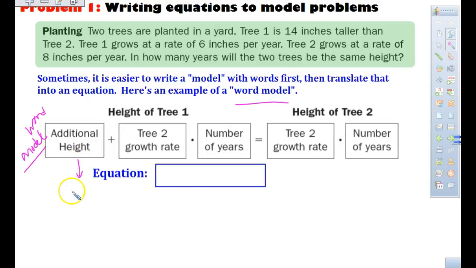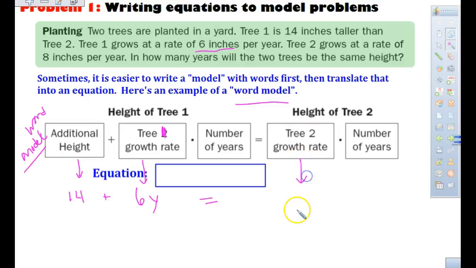The additional height, what did we know? It was 14. Plus, how many inches per year is tree 2 growing? 8. And we don't know the number of years, so we put 8y. Okay? This should be tree 1, not tree 2. It should be a 6. Does that make sense? Tree 1 was 14 inches taller, and it grows 6 inches per year. Equals, this should be tree 1, and then over here is tree 2.